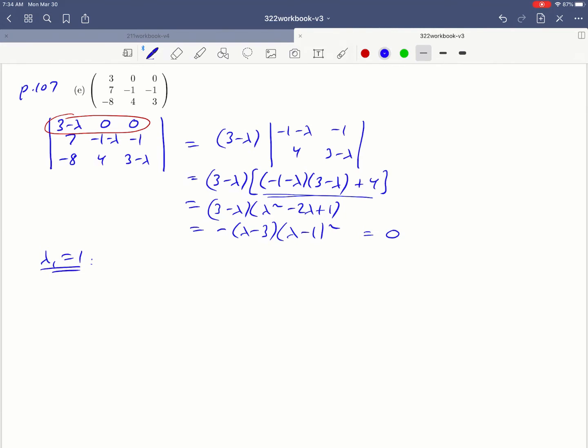Alright, so if we go back to our matrix up here, A minus lambda I, and plug that in, we're going to get 2, 0, 0 in the first row, then 7, negative 2, negative 1, and negative 8, 4, 2. If you reduce this down, you can do this by hand or by calculator. Here's the matrix that you're going to end up with.